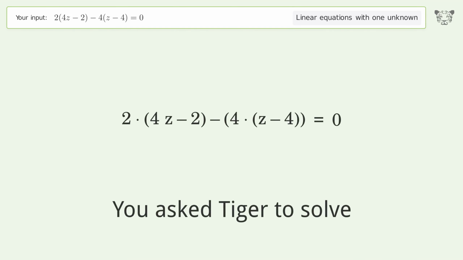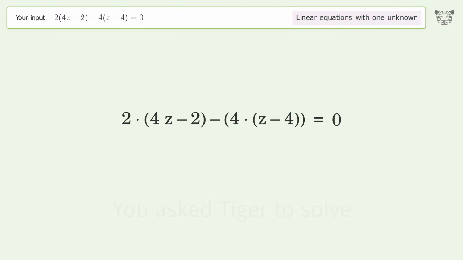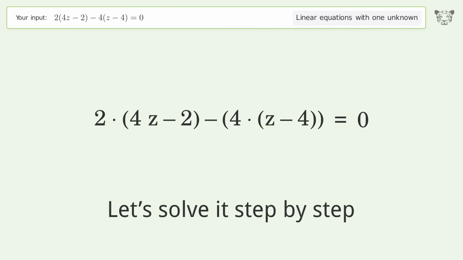You ask Tiger to solve this. This deals with linear equations with one unknown. The final result is z equals -3. Let's solve it step by step.